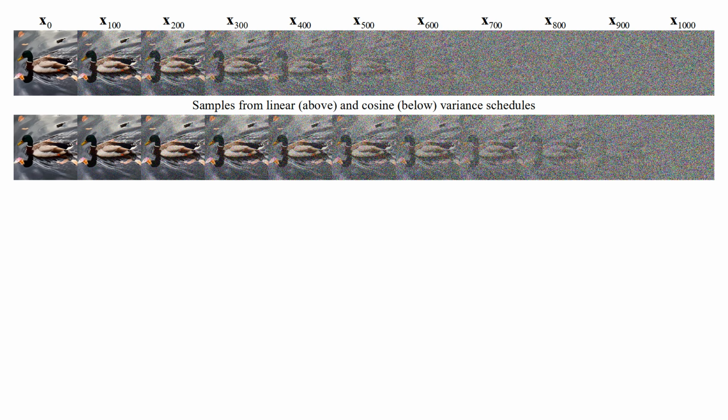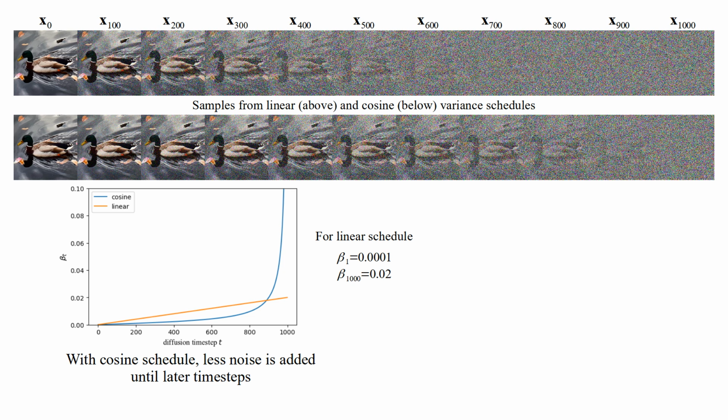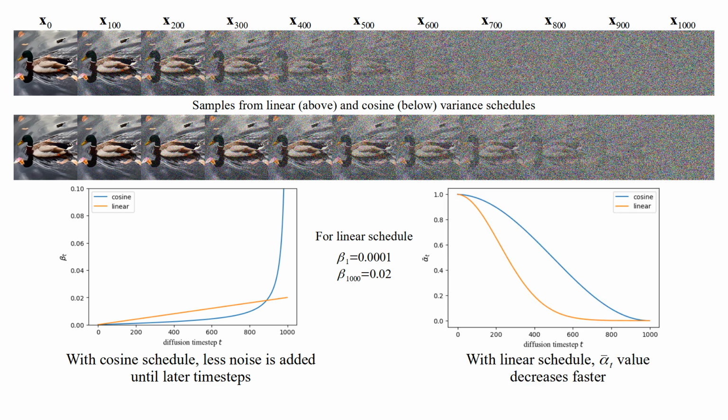These are the samples created with linear variance schedule and cosine variance schedule. It is obvious that structures in the image are lost too early with linear schedule, and lots of samples resemble pure noise. By looking at beta t versus time step graph, with cosine schedule less noise is added until later time steps. And alpha bar t versus time step graph shows that with linear schedule alpha bar t value decreases faster.